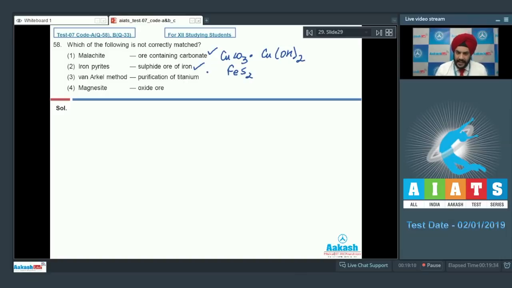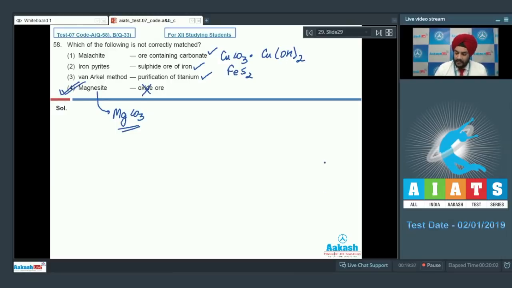If you look at the third statement now, Van Arkel method is used for the purification of titanium. This statement is also correct. And if you look at the fourth option now, magnesite is not an oxide ore. Magnesite is MgCO3. It is a carbonate ore of magnesium. Okay. So students, we have to select option 4 as the correct answer to this question.